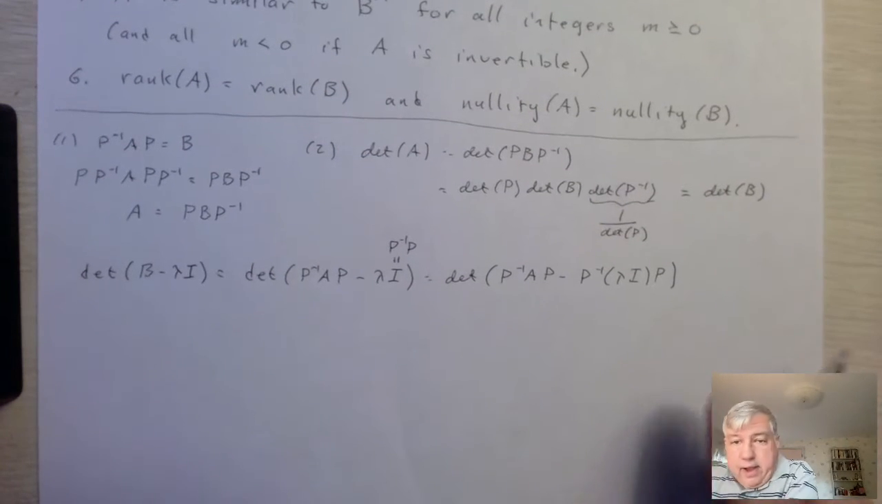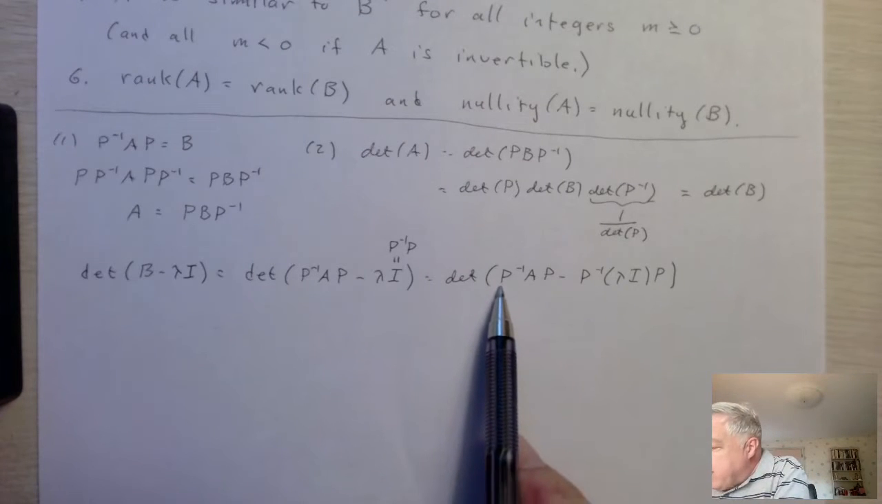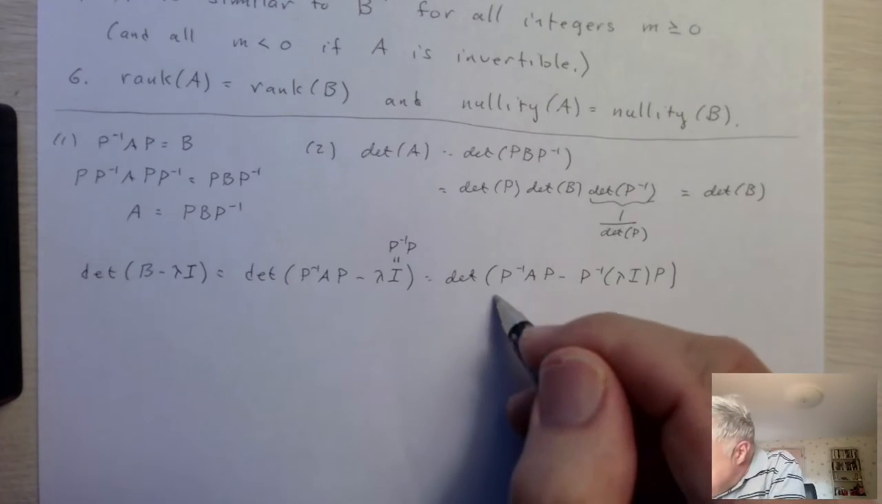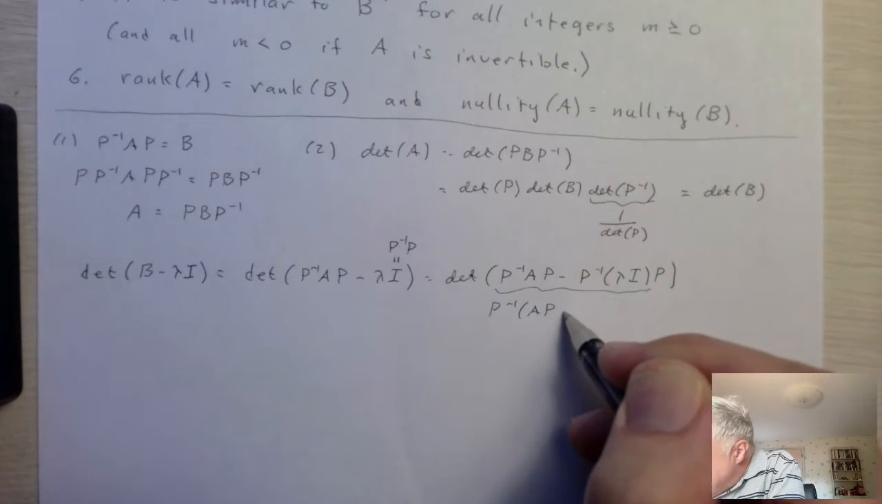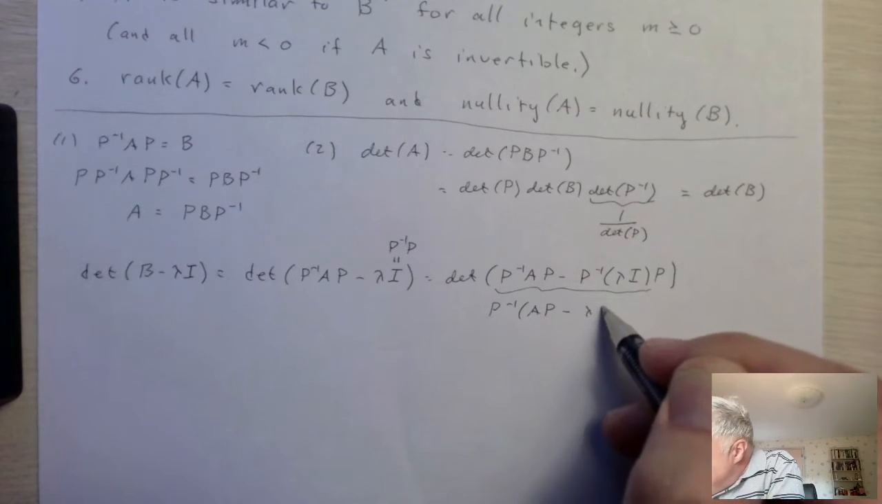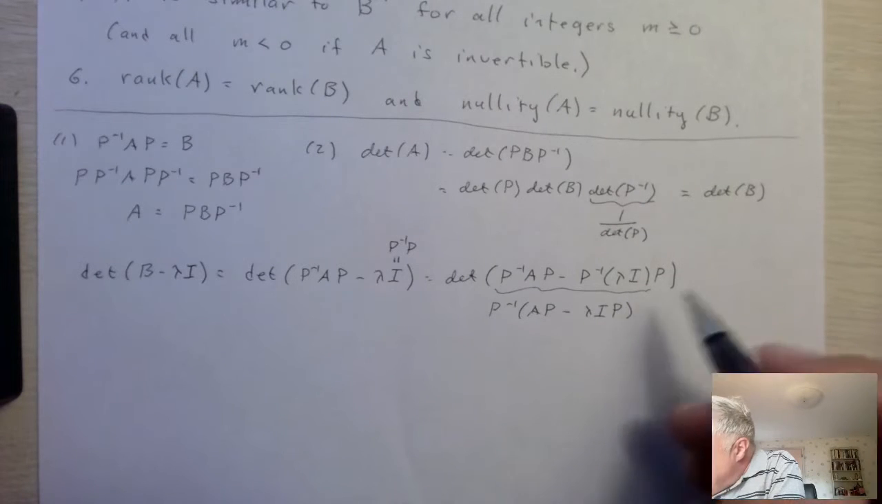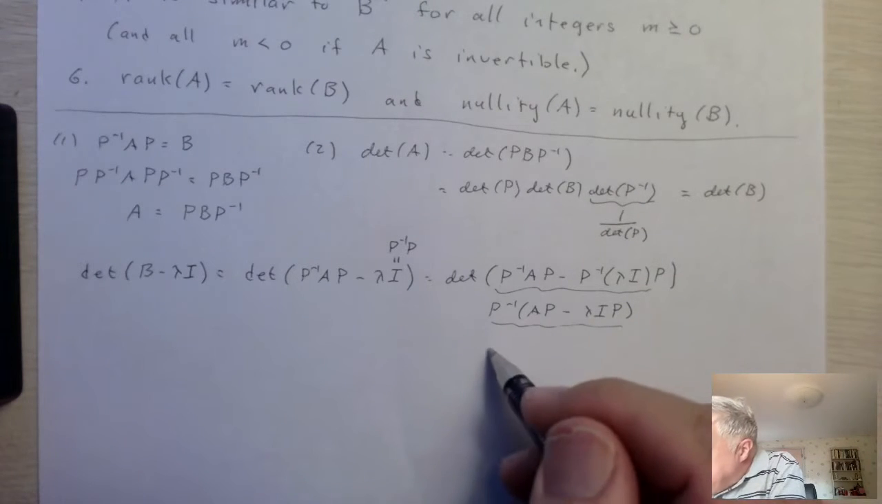Then we can notice we can factor out a P inverse on the left, and then factor out a P on the right.